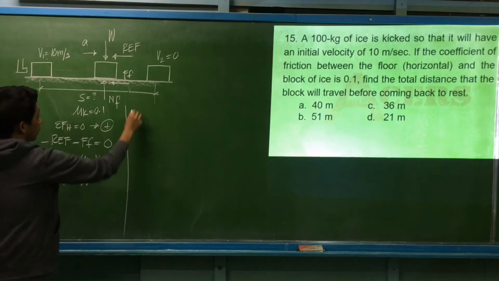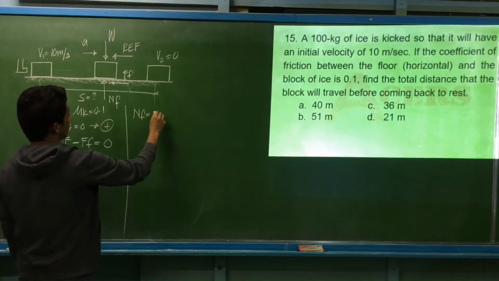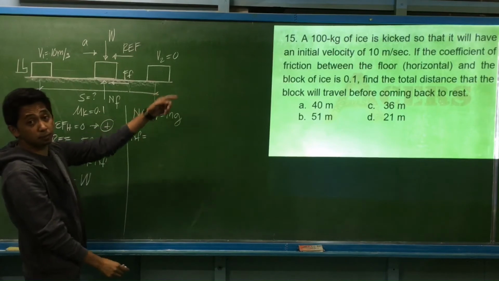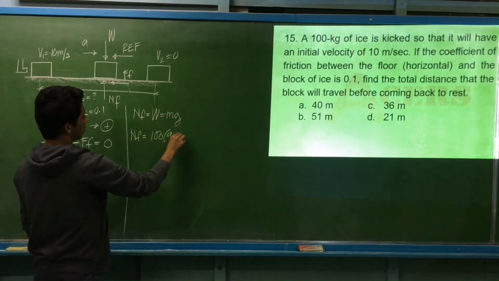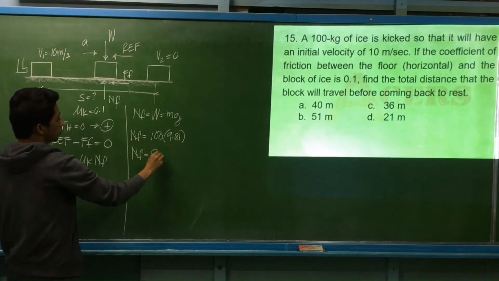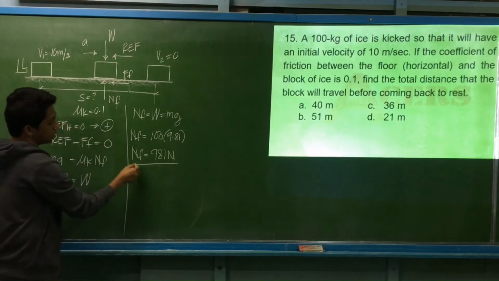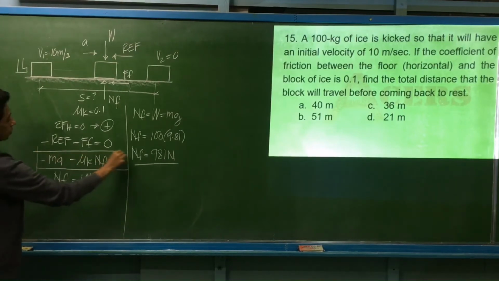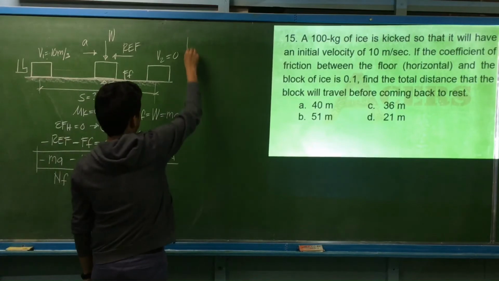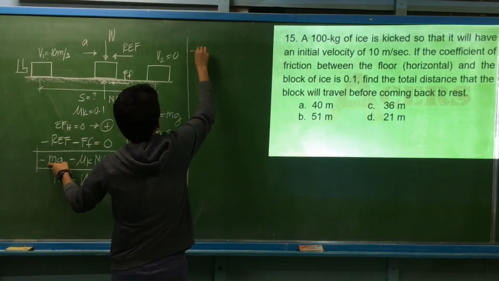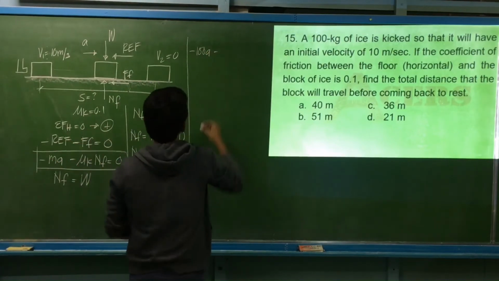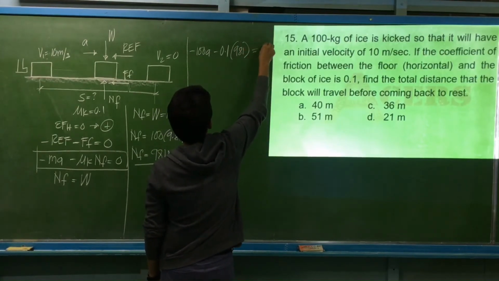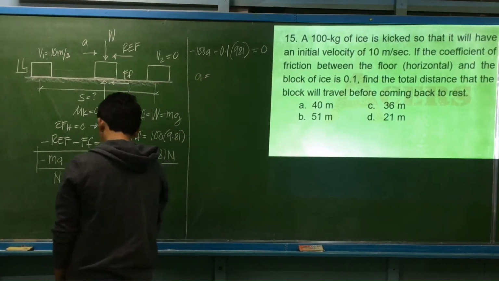Therefore, the normal force is equal to the weight, that is the mass times the acceleration due to gravity. What is the weight of the block of ice? We have 100 kilograms times 9.81, so the normal force is equal to 981 newtons. We are now to substitute into this equation to determine the acceleration of the block. Computing, we have negative 100 times the acceleration, minus the coefficient of kinetic friction 0.1 times the normal force 981 newtons, equal to 0. So let's compute for the acceleration.